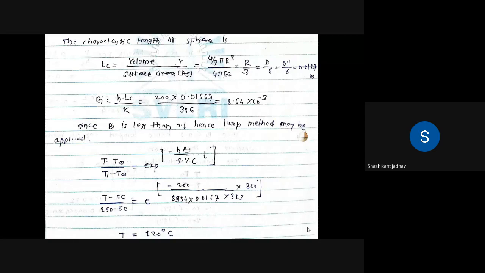Don't copy the answer directly. First of all, do the calculation using the calculator, then check whether the answer is correct or wrong. Okay, so all of you put the values into this equation and find out the value of capital T. What is the value of capital T? Do the calculation and find it.